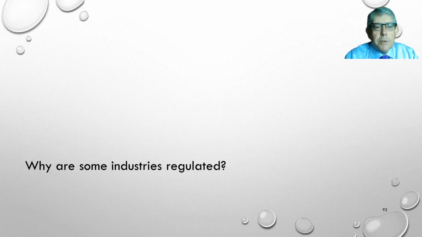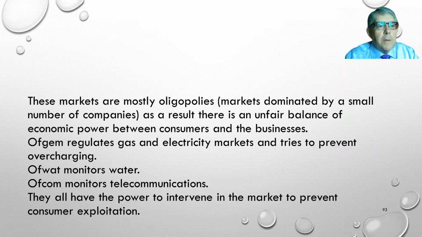Why are some industries regulated? These markets are mostly oligopolies. This is markets dominated by a small number of companies. As a result, there is an unfair balance of economic power between consumers and the businesses. So Ofgem regulates gas and electricity markets and tries to prevent overcharging. Ofwat monitors water, Ofcom monitors telecommunications. They all have the power to intervene in the market to prevent consumer exploitation.